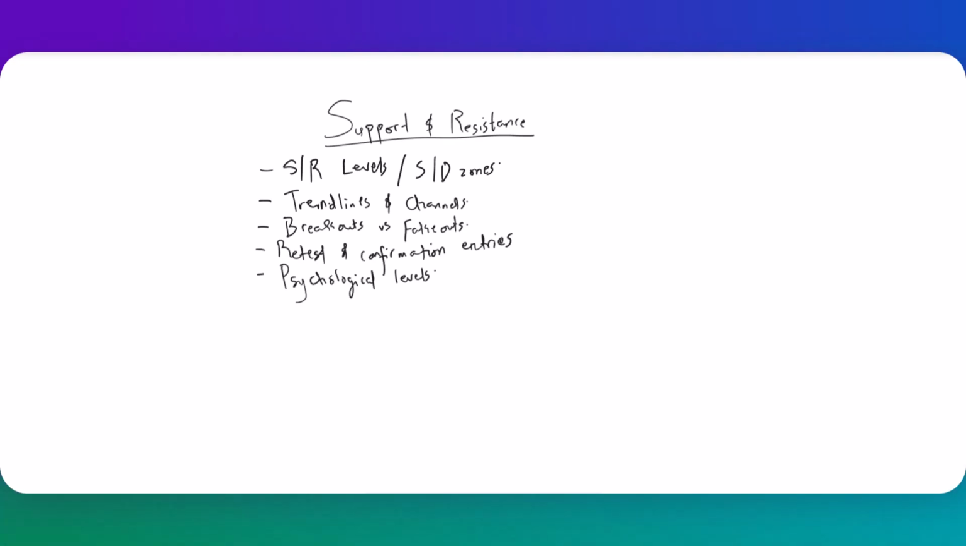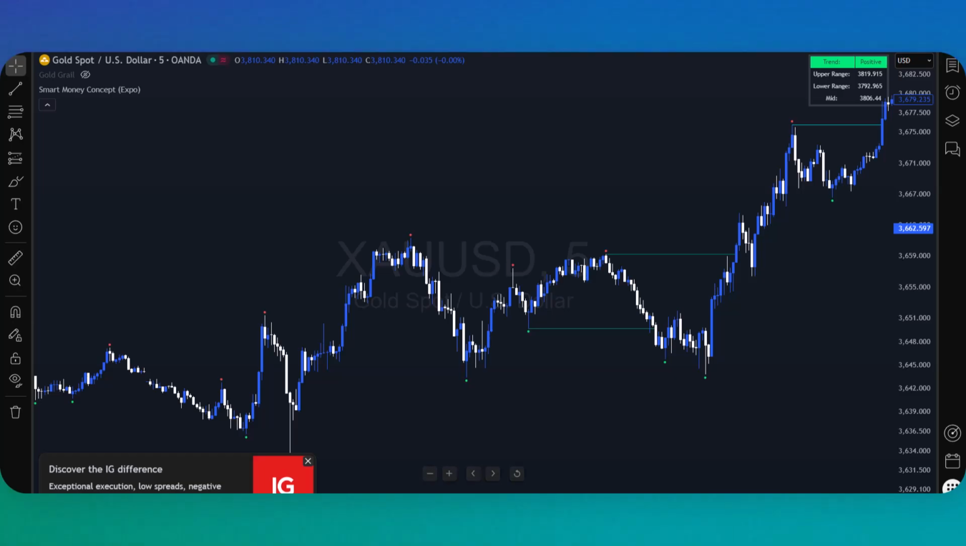So now let's start with the basics: horizontal support and resistance. Support is an area where the market has stopped falling before and started going up, while resistance is an area where the market has stopped rising and started going down. So that you won't think I'm saying gibberish, let me go to the chart and show you exactly what I'm talking about.